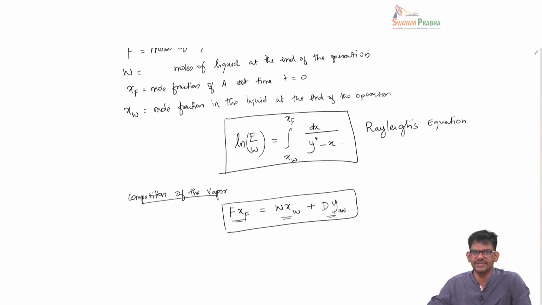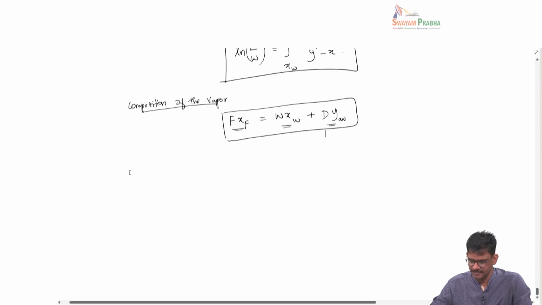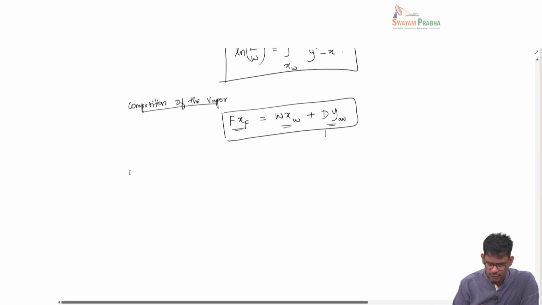So now let's deal with this Rayleigh's equation and see if I can get an analytical expression for some specific cases like constant relative volatility. Okay, so we'll assume that alpha is constant. So alpha is nothing but relative volatility.